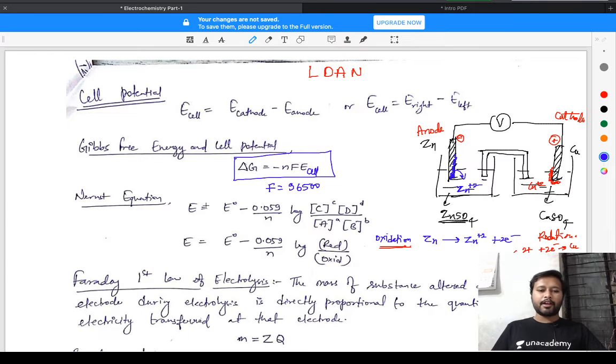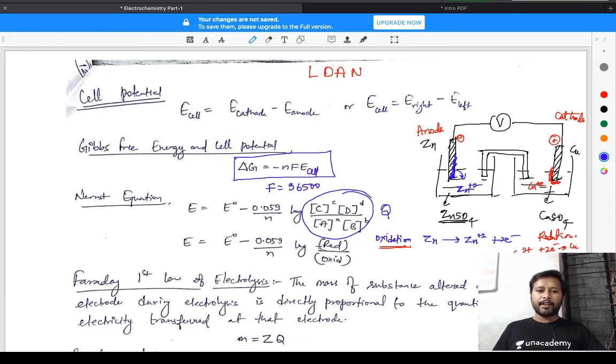Or it can be given like this, that is E equals E naught minus 0.059 upon n, and you have log of the concentration of the product side divided by the concentration of the reactant side. Okay, if you know equilibrium, you might have seen that this is represented by Q. So you can even write down Q over here.